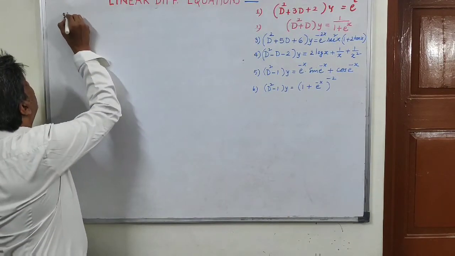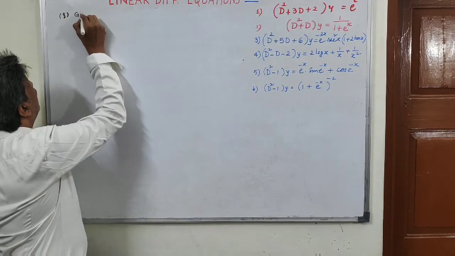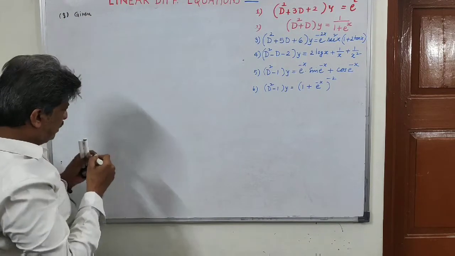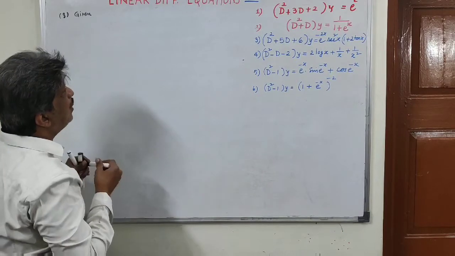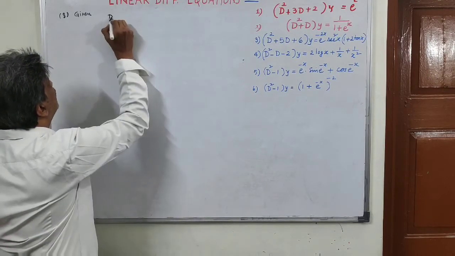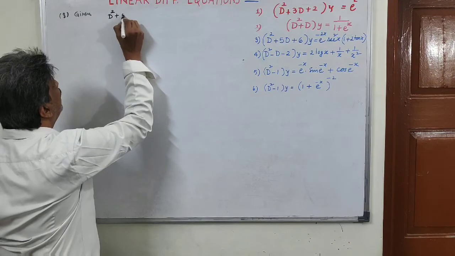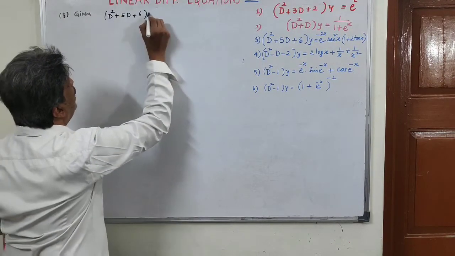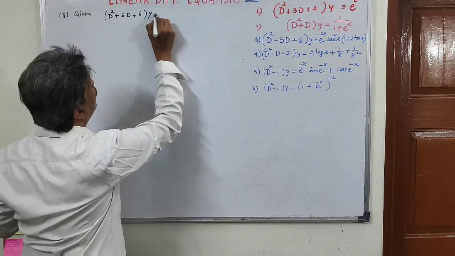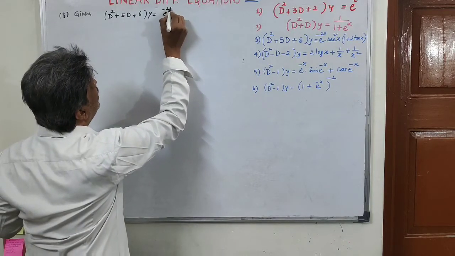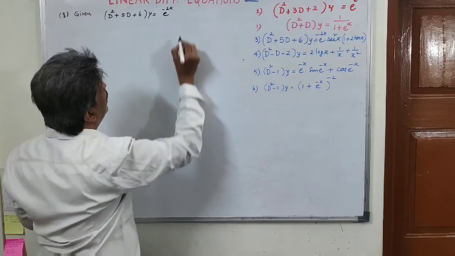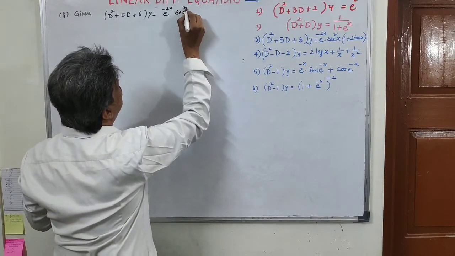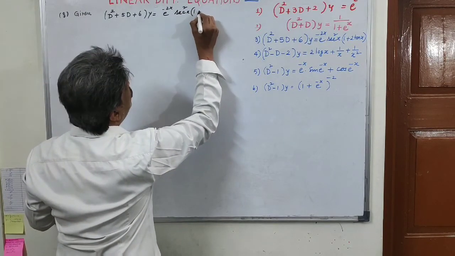Given, what is given? D square plus 5d plus 6 operating on y equal to e raised to power minus 2x into sec square x times 1 plus 2 tan x.